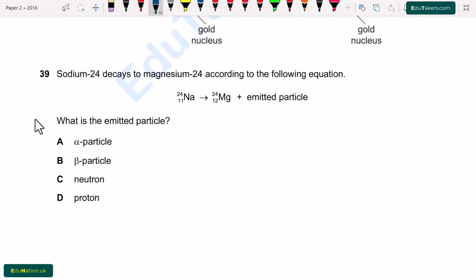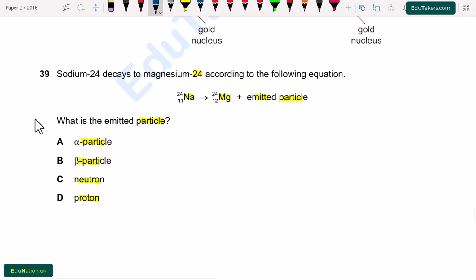Question number 39. The sodium decays to magnesium 24 according to the following equation. Here is sodium, it decays into magnesium and there is also an emitted particle. What is the emitted particle? Option A, alpha particle, B, beta particle, C, neutron, D, proton.